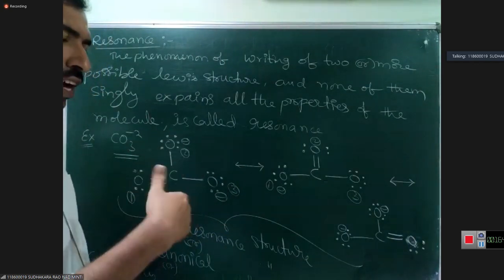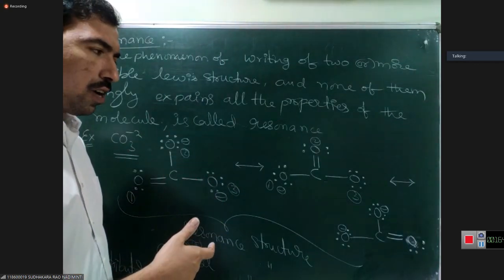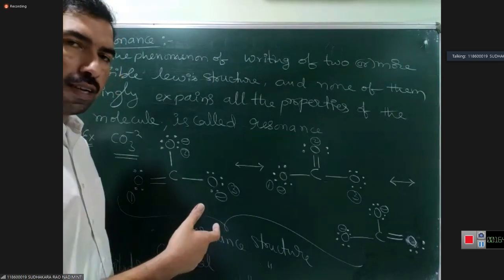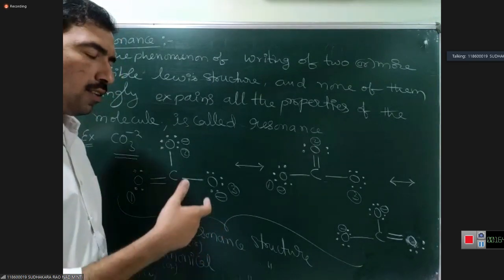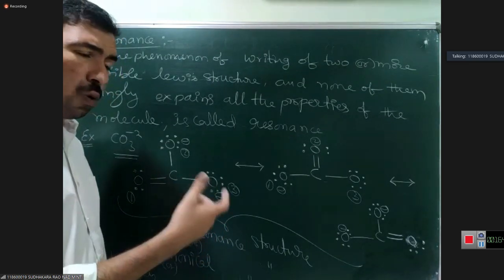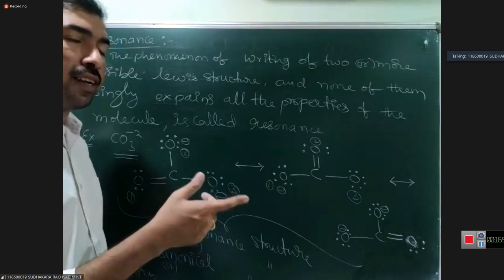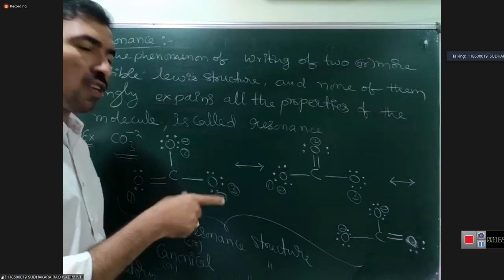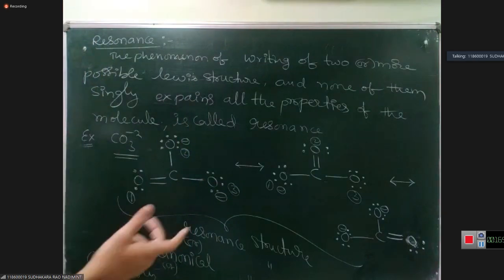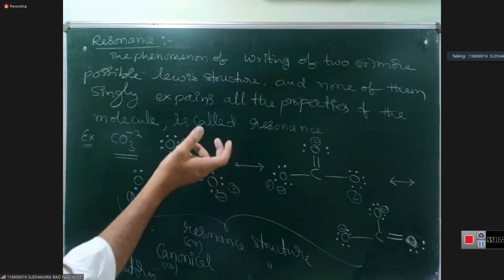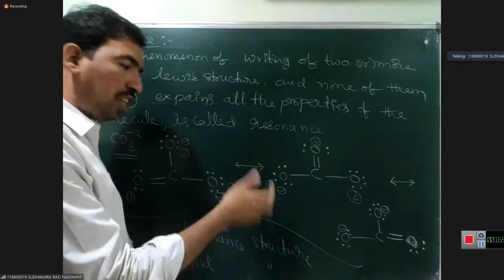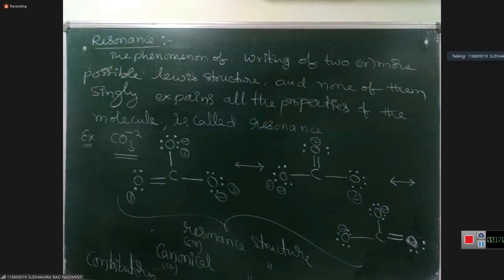So just wait for a few minutes. I have not completed the resonance concept. Once you get the conclusion about resonance, then you can understand the difference between resonance and isomerism. I have given the statement and just initiated discussing one example, not yet done.